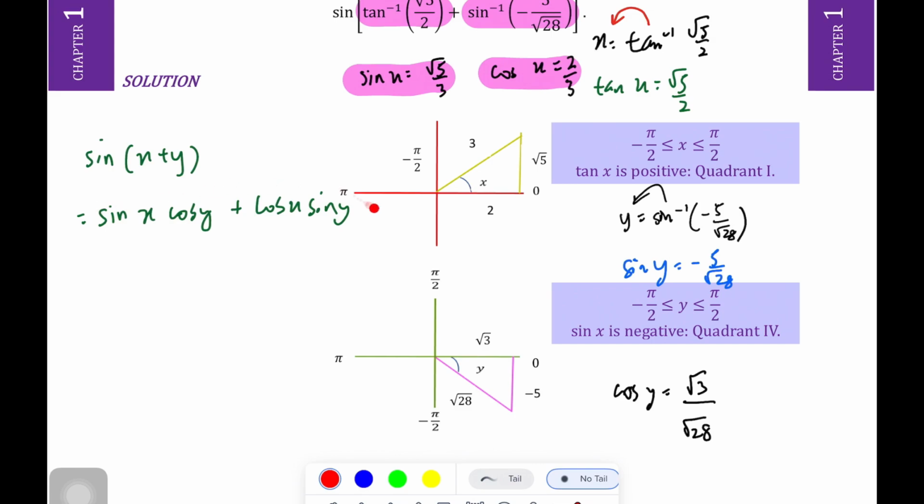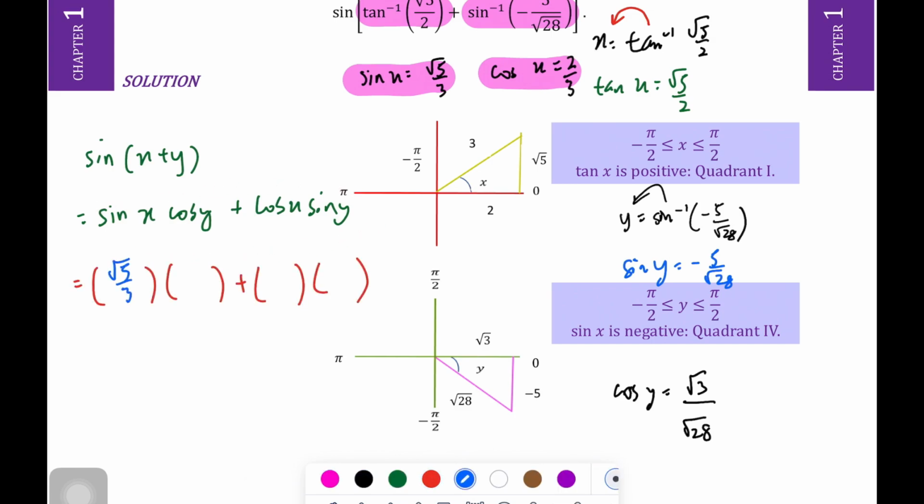Okay, now let's fill in all of the values you needed here. Sin x is root 5 over 3. Cos y is root 3 over root 28. Plus cos x is 2 over 3. And sin y, which is -5 over root 28. So that's it. Just use your calculator to get your final answer. Root 15 minus 10 over 3 root 28. So that's it for inverse trigonometric function.